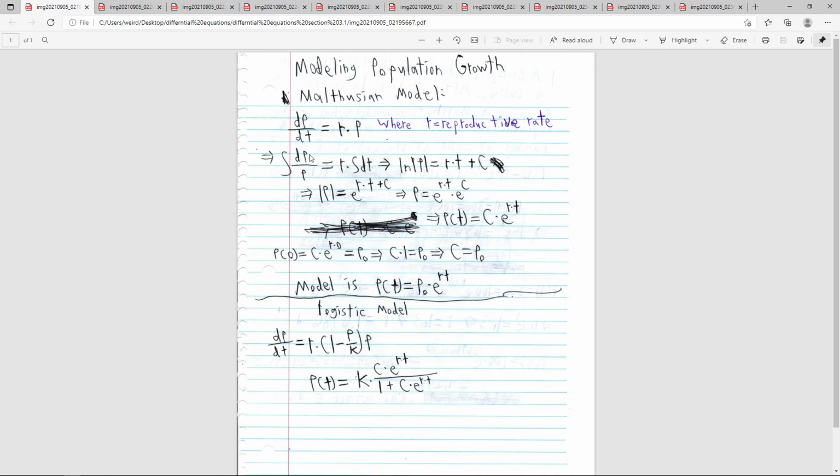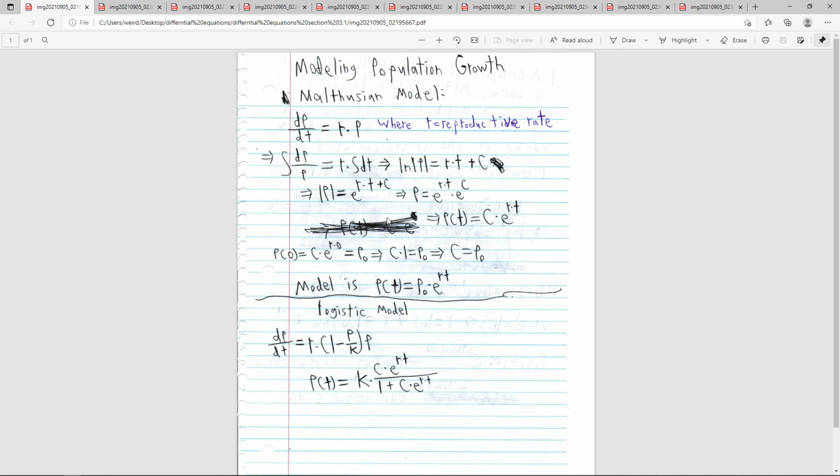So you separate the variables, and you get dP over P and r times the integral of dt. You take the integral of these, of r dt and dP over P, and you get natural log of the absolute value of P equals r times t plus a constant, after you combine the two constants into one. Then you get the absolute value of P equals e to the r times t plus C.